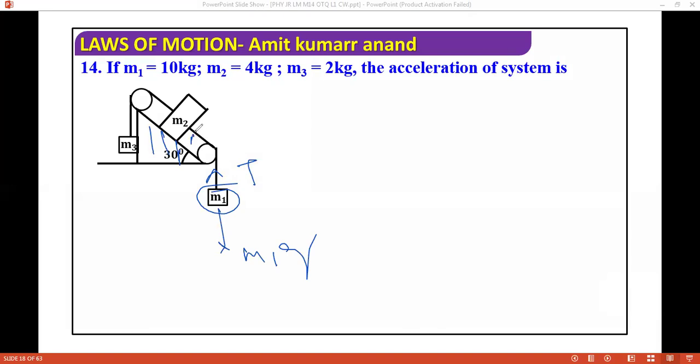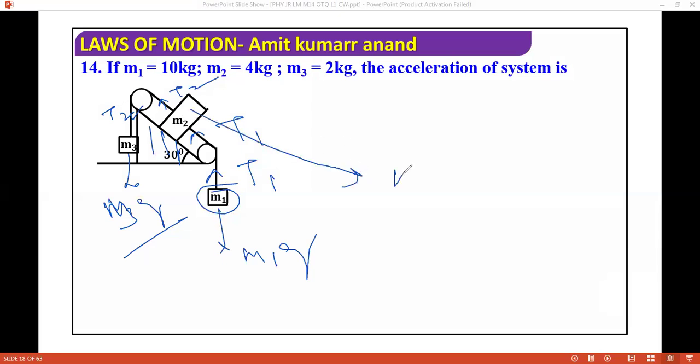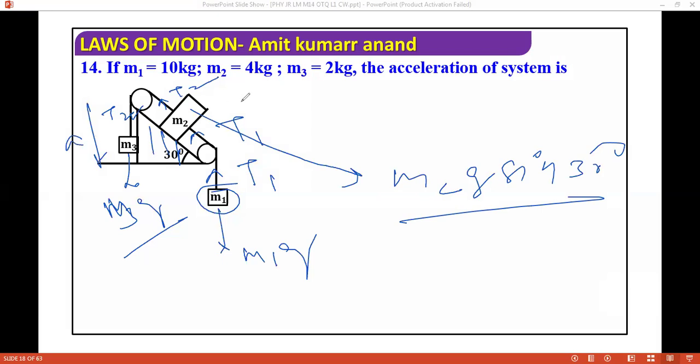So this tension is T, so this tension is also T. But if this is T1, this is T1, and this is T2, this is also T2. And on this side, this is M3 g. And because of M2, on this side will come M2 g sine 30 degrees. The question is asking for the acceleration. So you can take the acceleration on this side, or you can take it on that side. Then you can write the equation and you will get the answer.